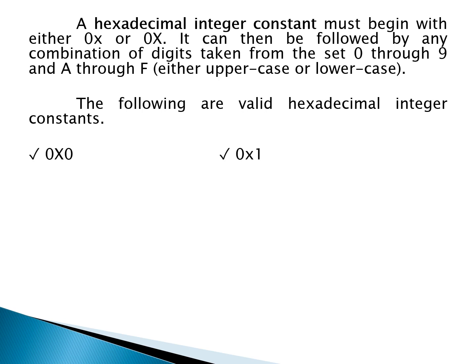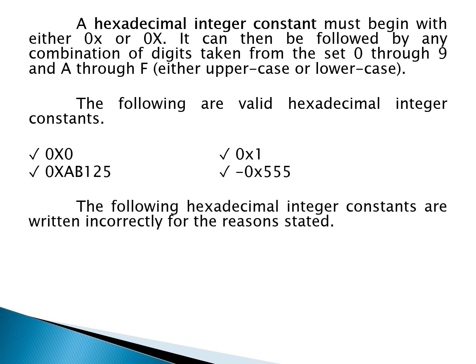The following are some of the valid hexadecimal integer constants: 0x0, then 0x1, then 0xab125, then minus 0x555. These are valid because all of these are starting with 0x. This x can be either uppercase or lowercase, and whatever digits we have used are within 0 to 9 and A to F. For that purpose these are valid hexadecimal integer constants.